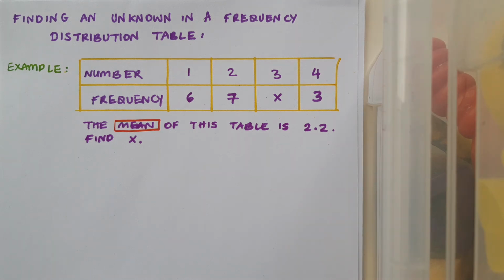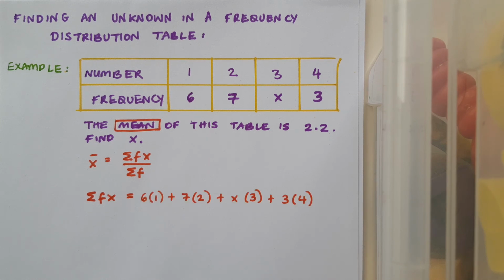So I note that they're giving me the mean. So straight away, I'm going to make a note of the mean formula, which is, of course, x bar equals summation fx over summation f. And then I'm going to do my best to calculate these two things, even though obviously there's going to be x's appearing in both. So pause the video for a second here and see, can you write down what you think summation fx should look like? So here it is in progress, and then when I tidy this up a little bit, I get 32 plus 3x.